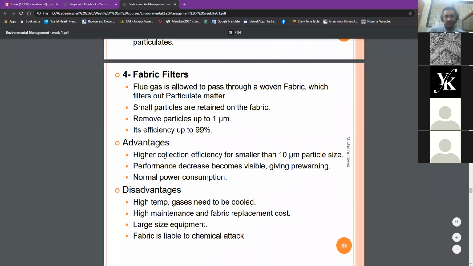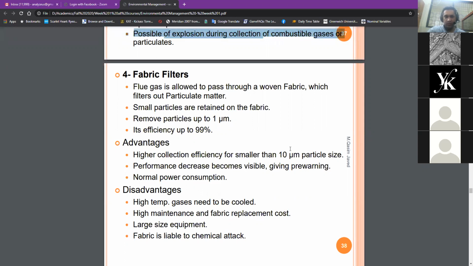The advantage is it has a higher collection efficiency for particles smaller than 10 micron. Performance decrease becomes visible, giving pre-warning. Normal power consumption. As is the case with most vacuum cleaners, when we are using it, everything becomes very obvious. You know, the sucking power reduces, so we know, okay, the fabric is filled, the filter is filled. It gives us a physical warning. So the system is very good here because it gives us indications that something is working or something is not working, as is not the case with every other technique before this.